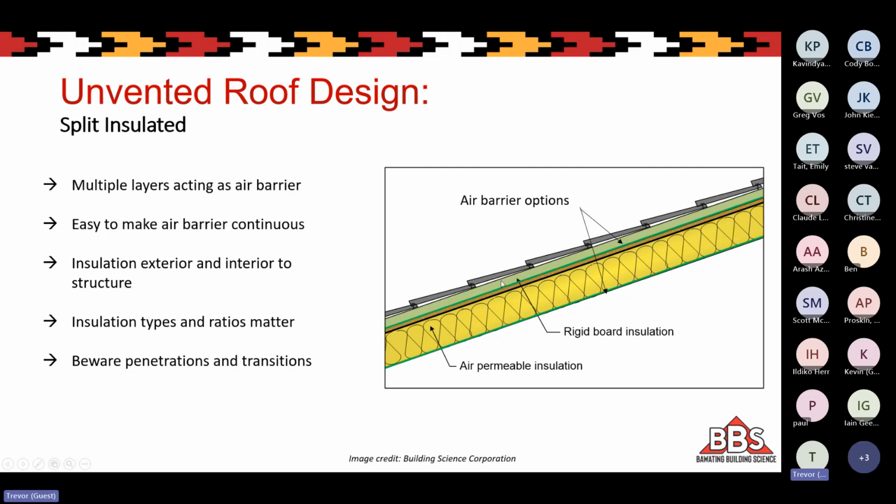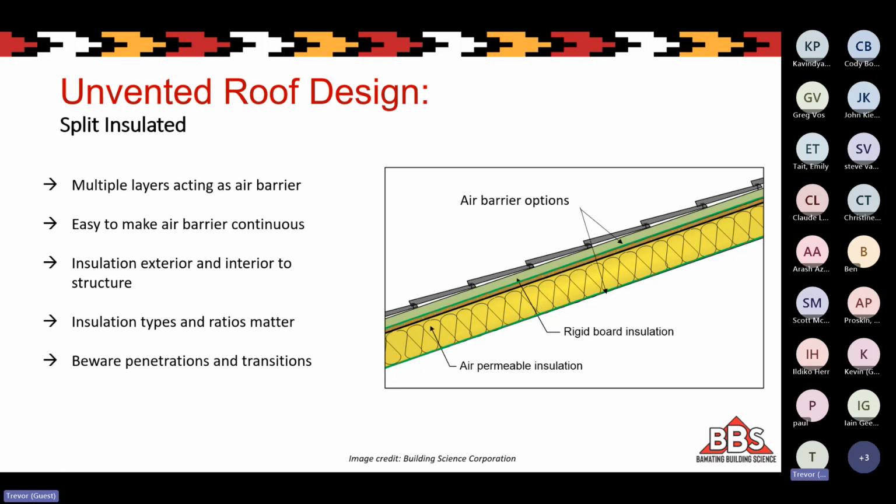And so in this case, if we put the right amount of insulation exterior to the sheathing, we can keep the sheathing warm enough to avoid condensation. So if there is air leakage through here and it reaches the sheathing, it's warm enough that there is no condensation. And we can still put our air barrier on the outside of the sheathing, making it easier to make it continuous.